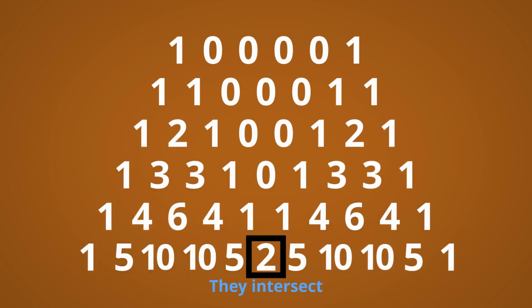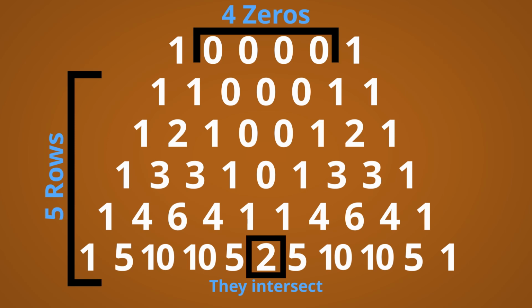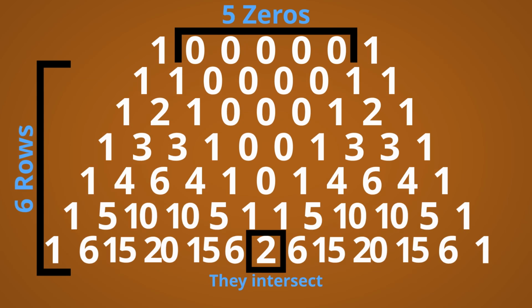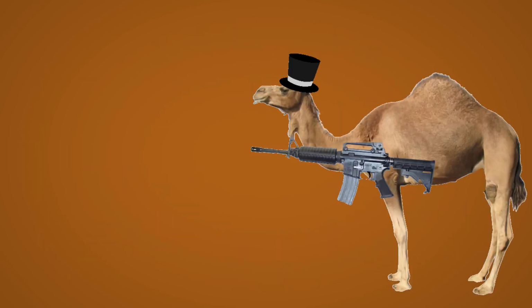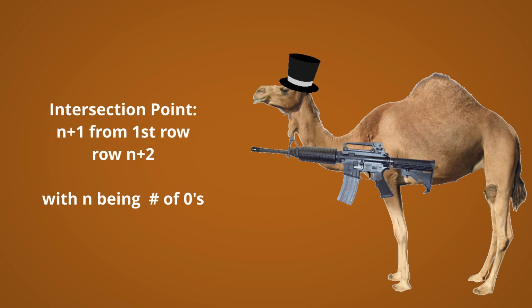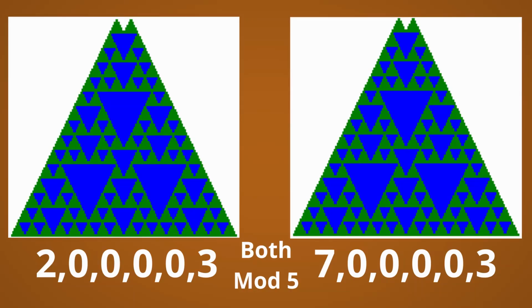This can be found by the number of zeros between the 2 starting numbers. For example, 4 zeros in between the numbers will mean they will intersect 5 rows from now. 5 zeros means 6 rows from now. The intersection point is always n plus 1 rows from the beginning, and in row n plus 2. This makes sense if you think about it. Each row is 1 bigger than the row above it. If you play around with this though, you will find that sometimes the design is the same, even though you're using different numbers.